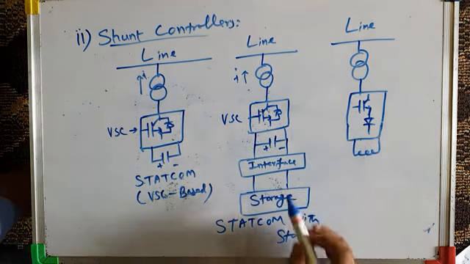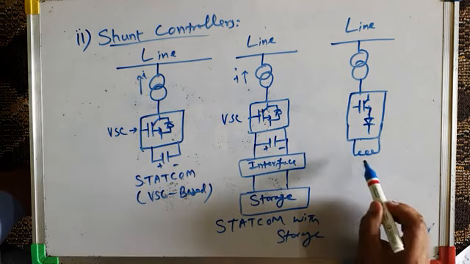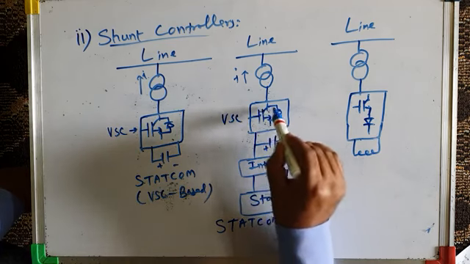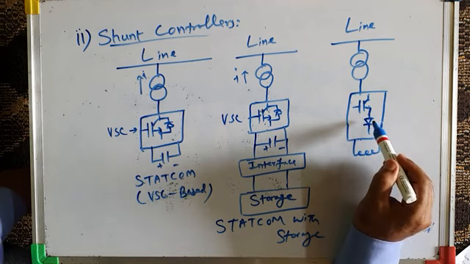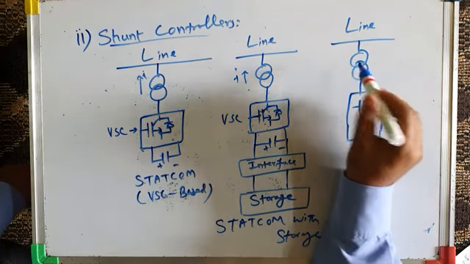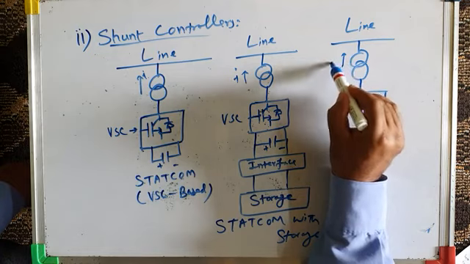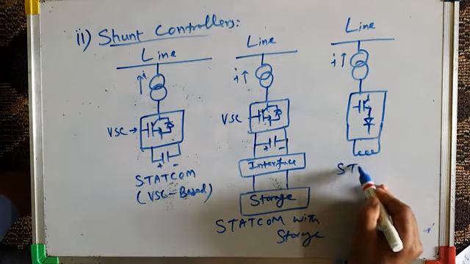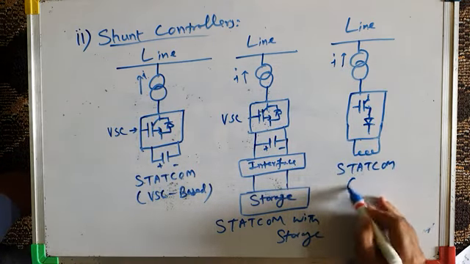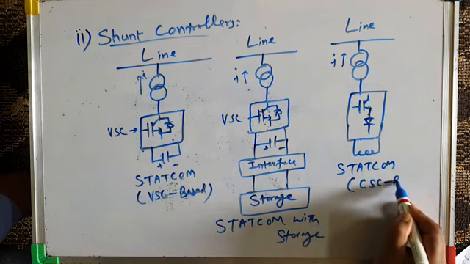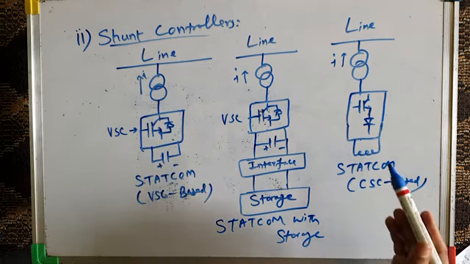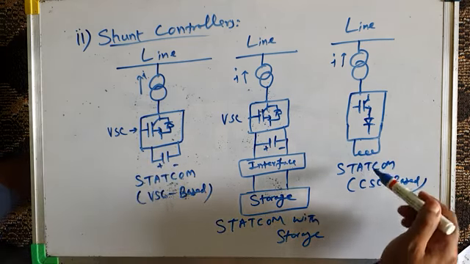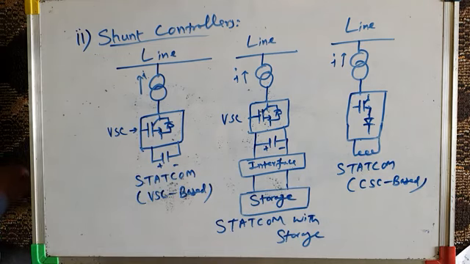So in current source converter, instead of having capacitance on the DC side, we have an inductor on the DC side. And instead of having this switch like this, we have switches like this, IGBT in series with diode, and then again current is injected into the system. So this is STATCOM, which is current source converter based, CSC. But let me tell you that voltage source converter based STATCOM is more popular in practice than current source converter based STATCOM. So that is about STATCOM.